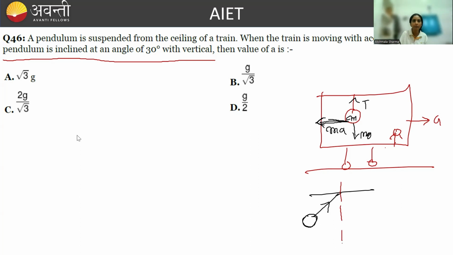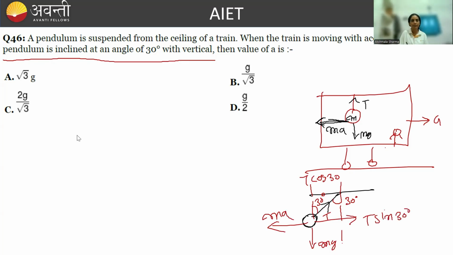In the question, what is given? Theta is how much? 30 degree with the vertical. So this is 30 degree. Okay. So this angle is also 30 degree. If it is T, then this is T cos 30. Okay. And this is your mg. This was your ma. And this is your T sine 30. So let's write here now. T sine 30 is equal to ma and T cos 30 is equal to mg.